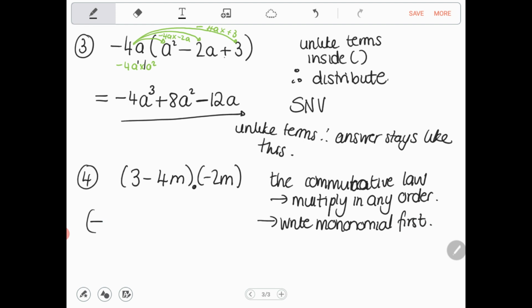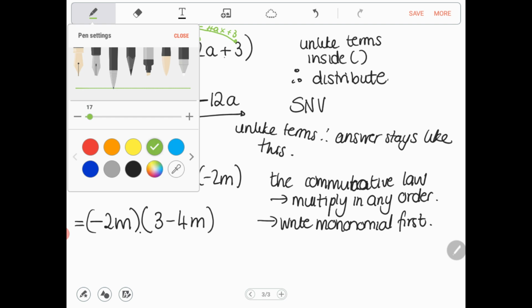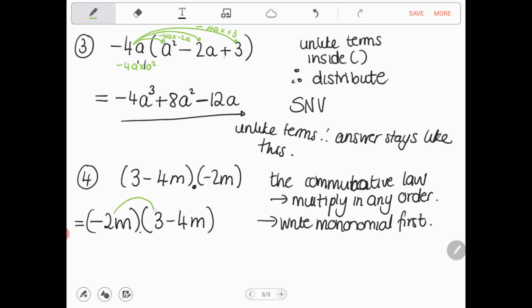So we would write negative 2m times 3 minus 4m. Remember, it doesn't work unless this is going to be multiplication. So now we're going to distribute this into here. So we have negative 2m times 3, and we have negative 2m times negative 4m. All right, so that's what you're thinking in your head. So we're going to go SNV, sign, negative times a positive is a negative, 2 times 3 is 6, and we only have an m.